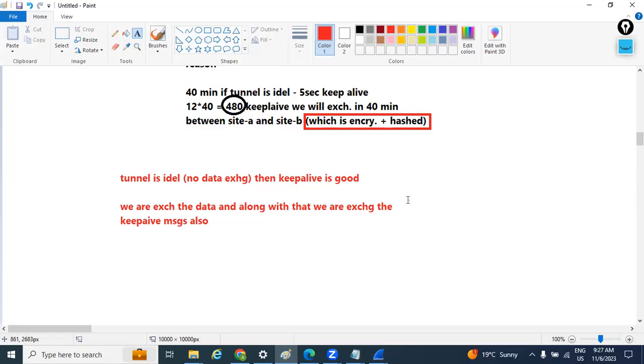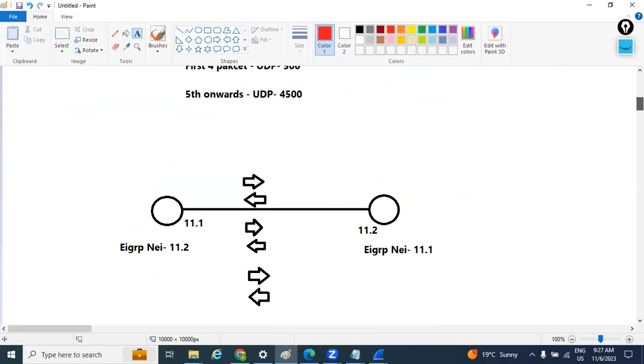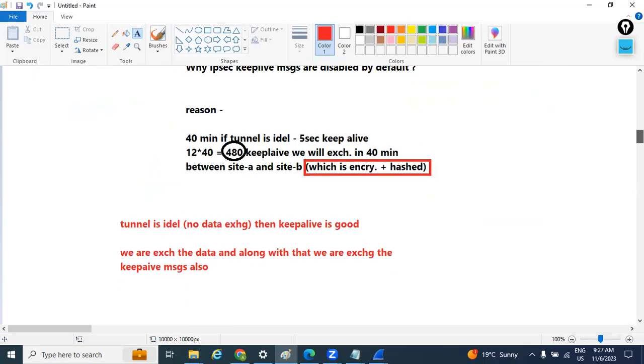And in EIGRP, that was okay, because EIGRP hello messages were not encrypted, there was no hashing. But in IPsec, we have one extra concept here, that even hello messages are also encrypted and hashed. So unnecessary encryption on site A and unnecessary decryption on site B. Then site B would send a hello, then unnecessary encryption on that side and unnecessary decryption on site A. Clear or not? So when we are using keep alive messages, I have explained both the scenarios. As an advantage also, if the tunnel is idle, after that I want to exchange some data.